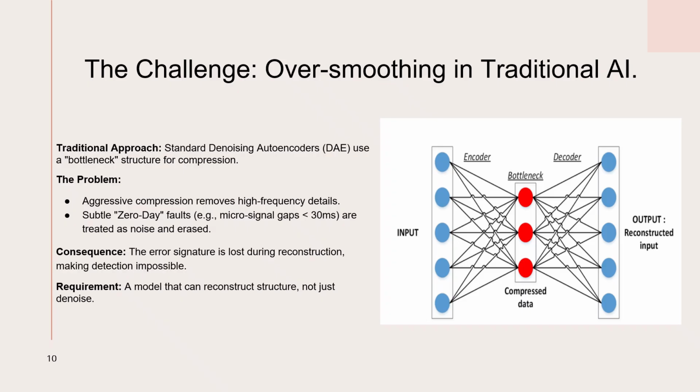If you take a photo but apply a heavy blur filter to it, that scratch disappears. You can no longer see it. Exactly what happened with traditional AI in predictive maintenance.